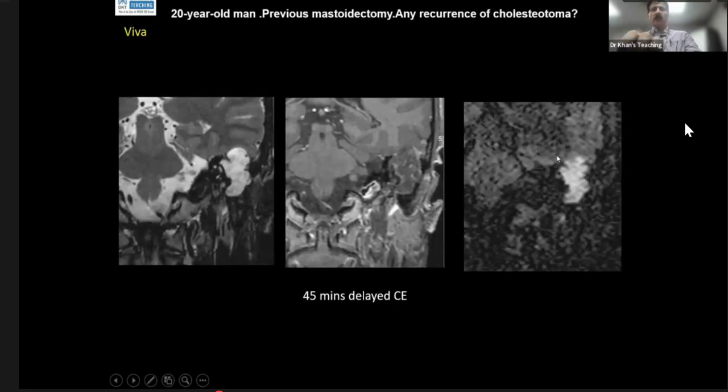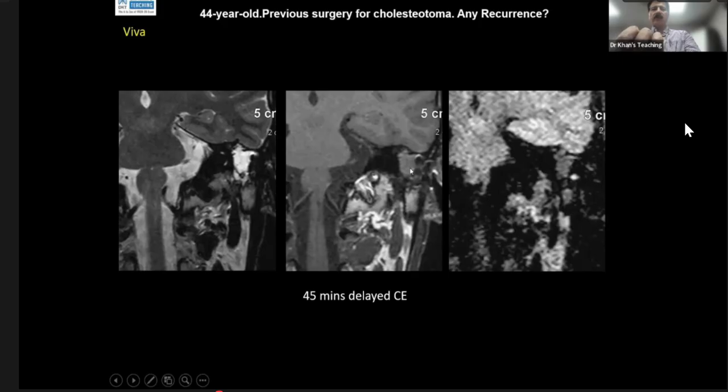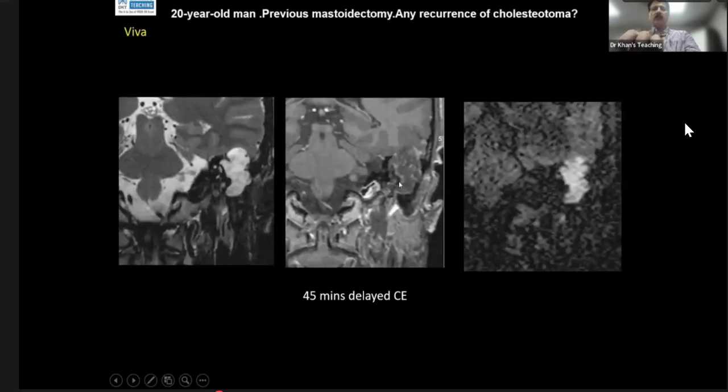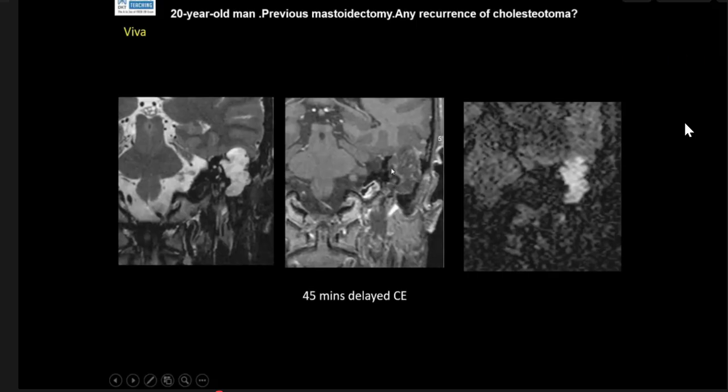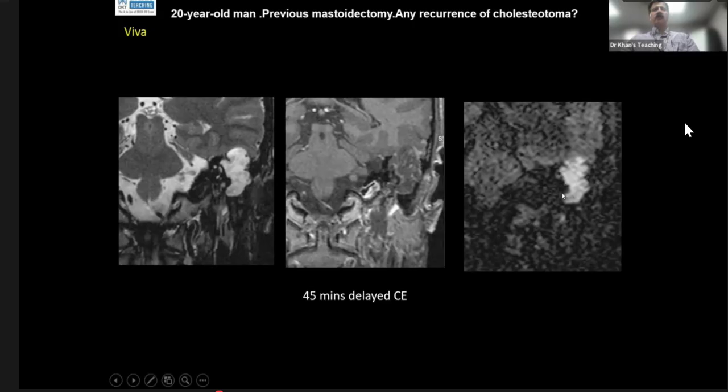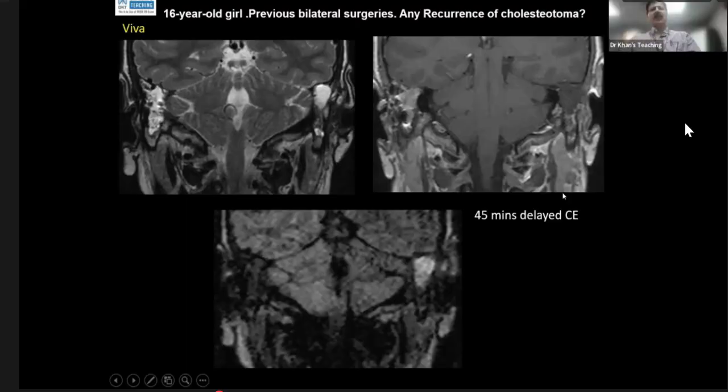Okay. So if you see here, this one did not enhance. This one is showing slight peripheral enhancement. At times this can happen. The surrounding granulation tissue can enhance, but it's showing restricted diffusion. So this is what, candidate 3? Cholesteatoma. Yeah.